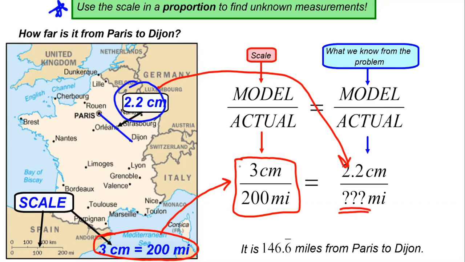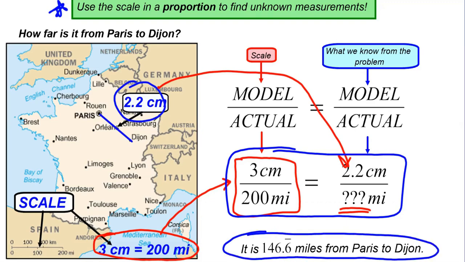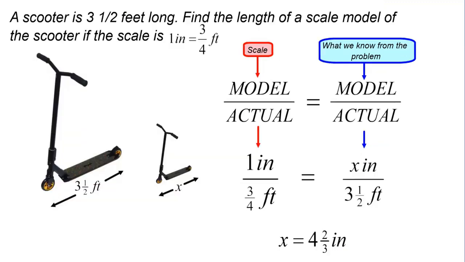But we do have a proportion set up here, and we should know how to solve that proportion, again, using vertical, horizontal, or cross product strategies. I used the cross product here. I took 200 times 2.2 and divided by 3. I'm not going to show that work because we should know how to do that. And when you solve this proportion, you find out that it is 146 2/3 miles from Paris to Dijon. So using the scale and the scale drawing to find actual measurement there.